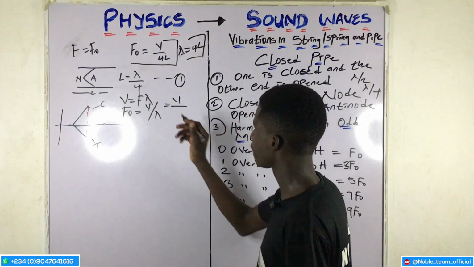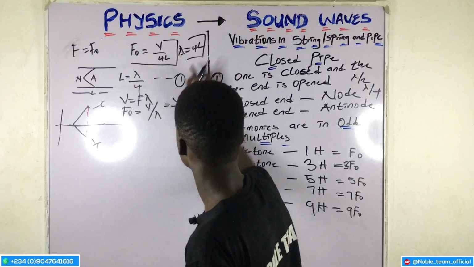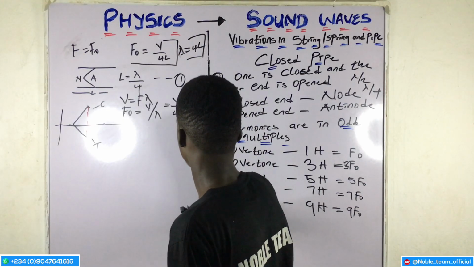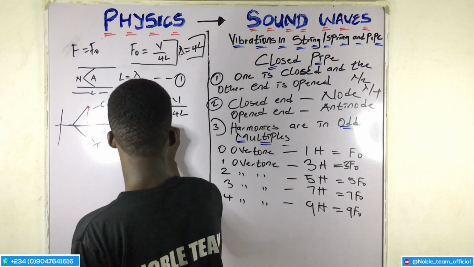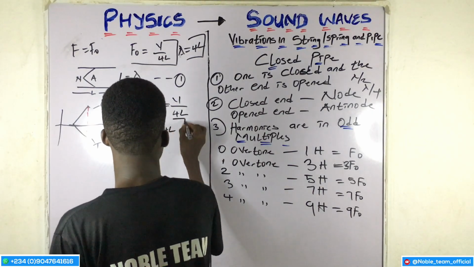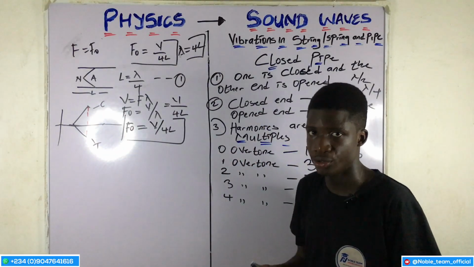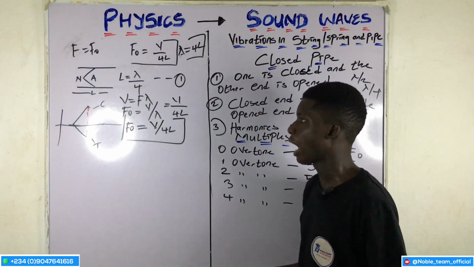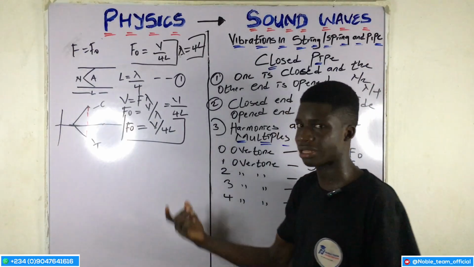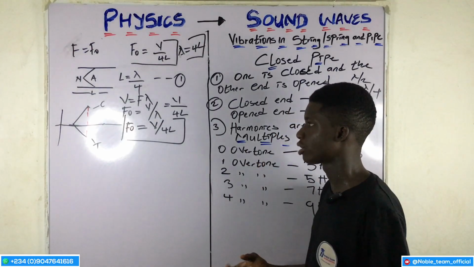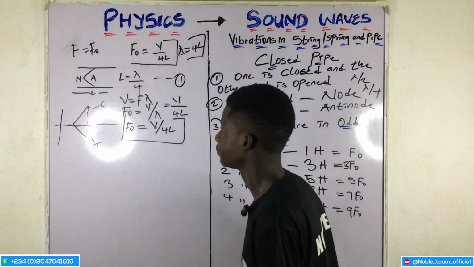Now if I make this the subject of formula, my lambda is equal to 4L, and my fundamental frequency is V over 4L, which is equivalent to this. Do you understand? Good. And you already know why I just explained fundamental frequency when we were talking about an open pipe. Okay, because now we are dealing with a closed pipe.